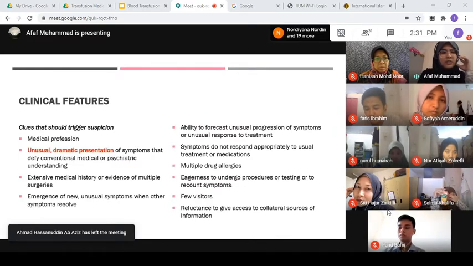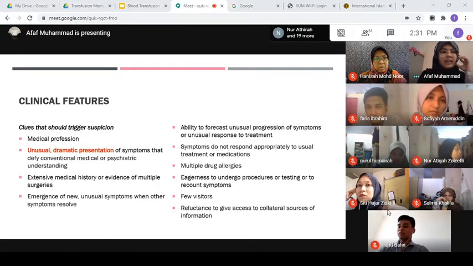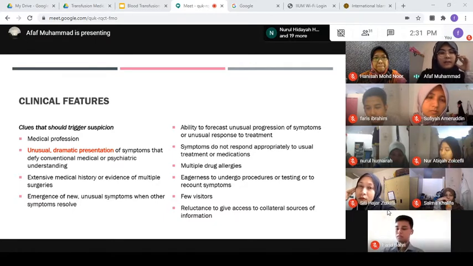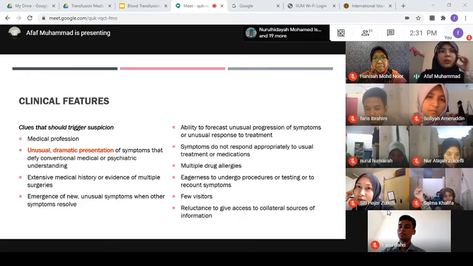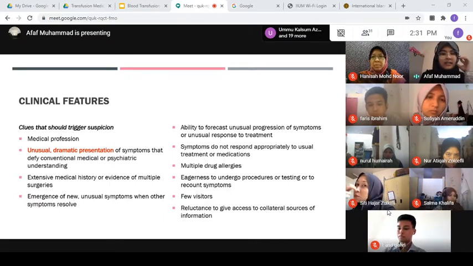In terms of presentation, it's very dramatic and defies conventional medical or psychiatric understanding, and they can give it in a very elaborate manner. Even when one symptom resolves, they can have another set of new symptoms after that. They also know what will happen after treatment, whether it will work or not. They have a lot of drug allergies, and they are very eager to undergo multiple procedures and testing.